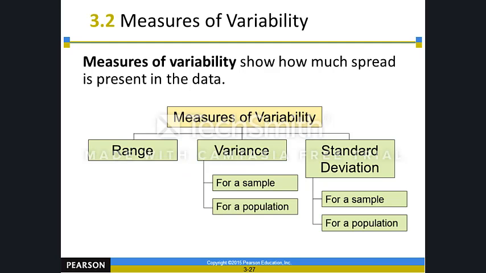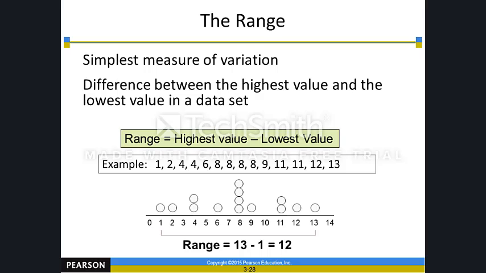Okay. The next thing I want to discuss is the measure of variability. In this, we'll be looking at range, variance, and standard deviation. What do we mean by variability? Basically, it's talking about how much spread is present in the data. To what extent is our data spread? Okay. Remember, data is the information that we are collecting.